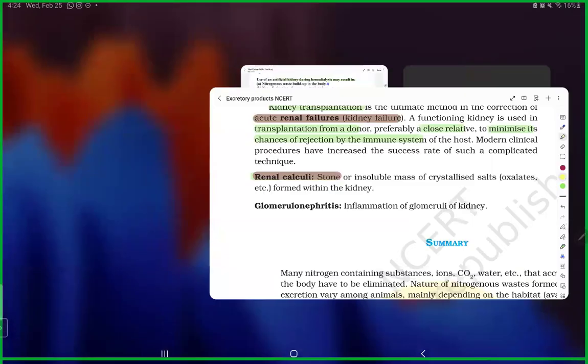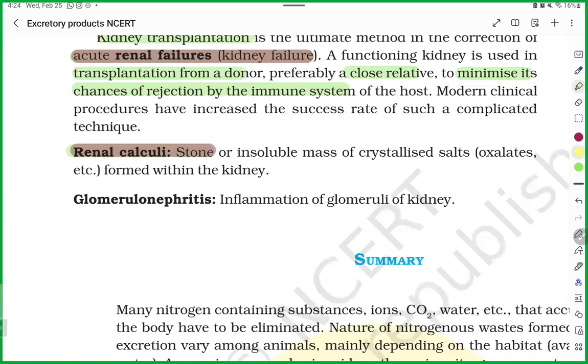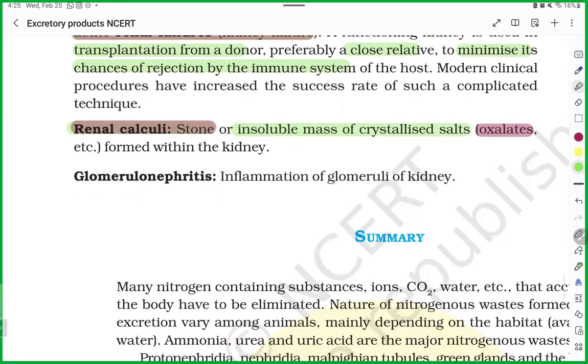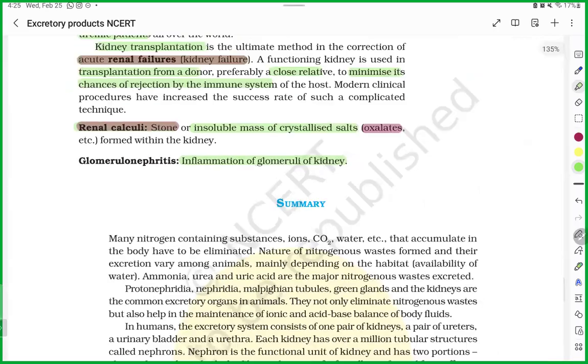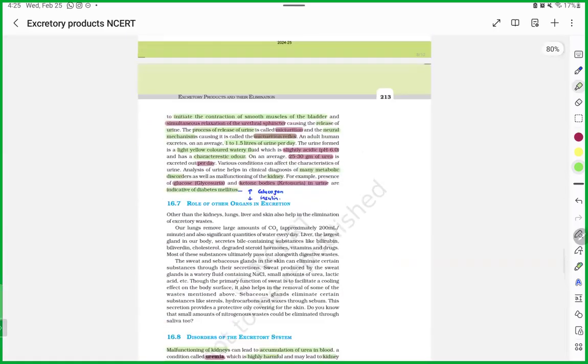So kidney stone is very popular. This kidney stone is an insoluble mass of salt. Which salt? Oxalate salt. Correct. And glomerulonephritis, as the name suggests, means the glomerulus or nephron will have inflammation. Inflammation of the glomerulus. Done. I think the majority of the chapter is done.